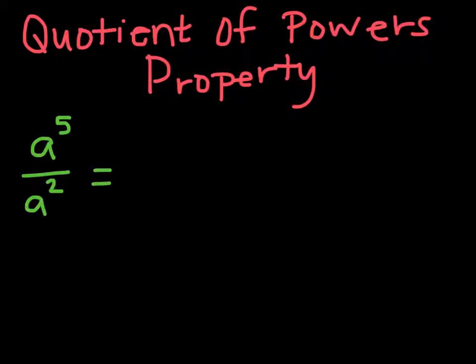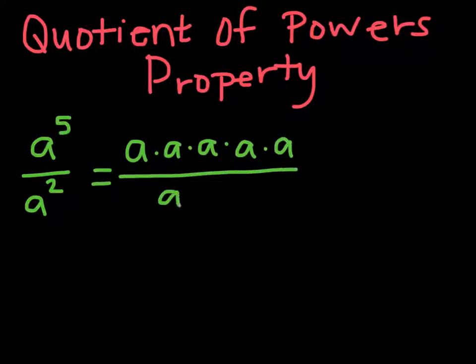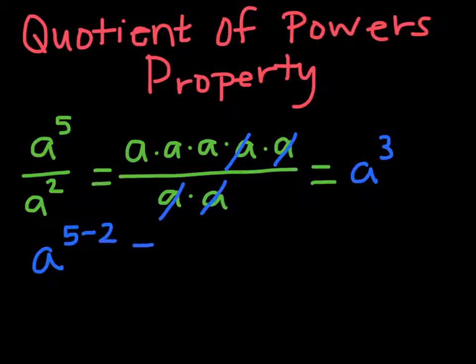We could rewrite this fraction as a times a times a times a times a over a times a. We can cancel to solve, giving us an answer of a cubed. Another way to write this would be a raised to the 5 minus 2 equals a cubed. This is the quotient of powers property.